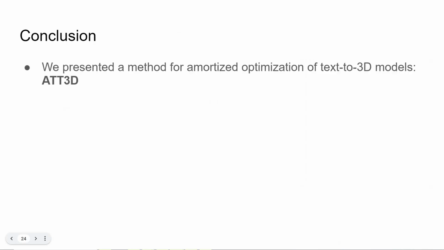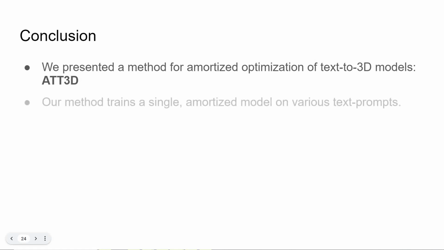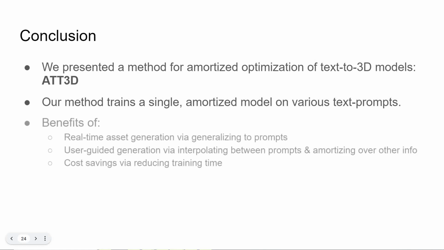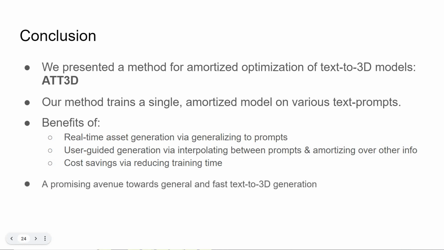So, we've presented a method for amortized optimization of text-to-3D models called ATT3D. Our method first trains a single amortized model offline on various text prompts, which can then be used quickly on unseen prompts. This provides the benefits of real-time asset generation via generalizing, creating continuums of novel assets and simplistic animations via interpolations. We further allow other axes for user guidance by amortizing over other information. We also reduce the total training costs on a set of text prompts. We believe this provides a promising avenue towards general and fast text-to-3D generation.